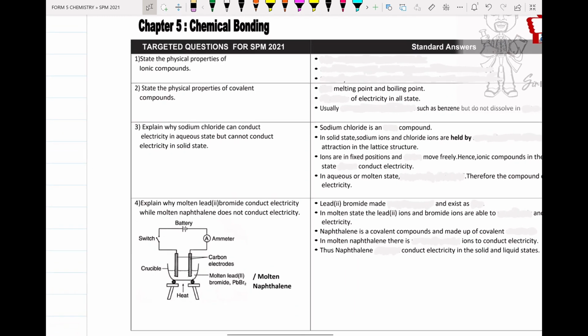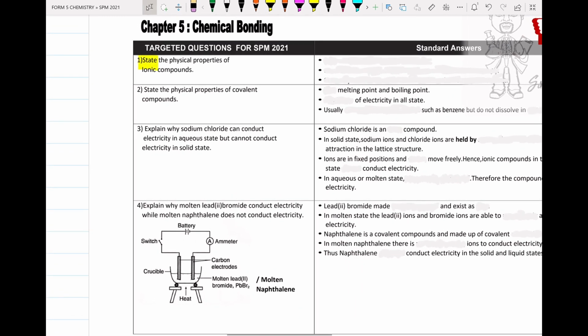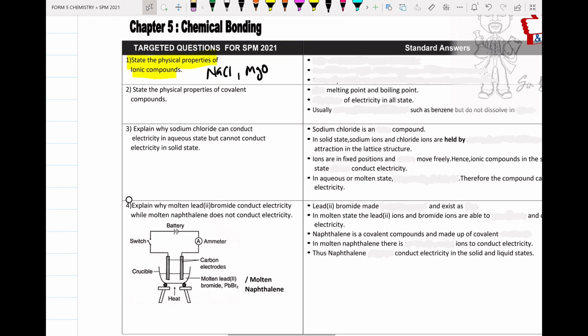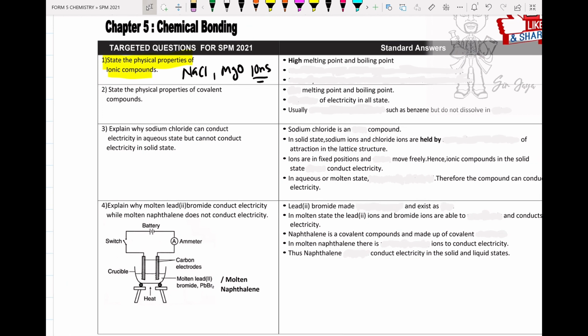Under chemical bonding, the first question that students must remember: state the physical properties of ionic compound. Ionic compounds, for example sodium chloride and magnesium oxide, are made up of metal plus non-metal, and the particles present in an ionic compound are ions. The first physical property: all ionic compounds have high melting point and boiling point due to the stronger electrostatic forces of attraction that exist between the oppositely charged ions.